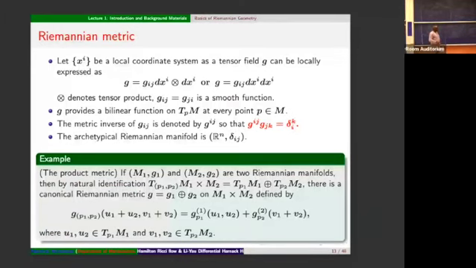This is the way it's defined. Let's say you have vectors U1, U2 from the tangent space at P1 of M1. This is the tangent space at point P1 on M1. Then you have these two tangent vectors U1, U2. Then on the tangent space at point P2 on M2, you have these two tangent vectors.